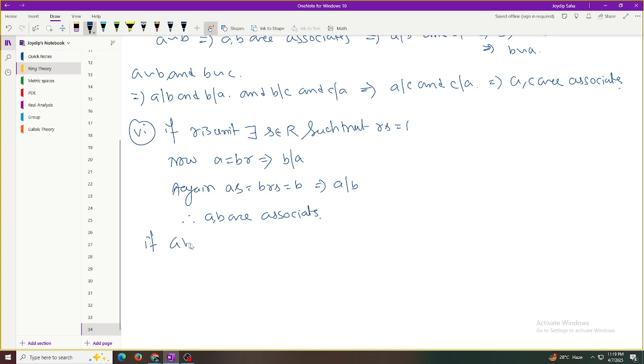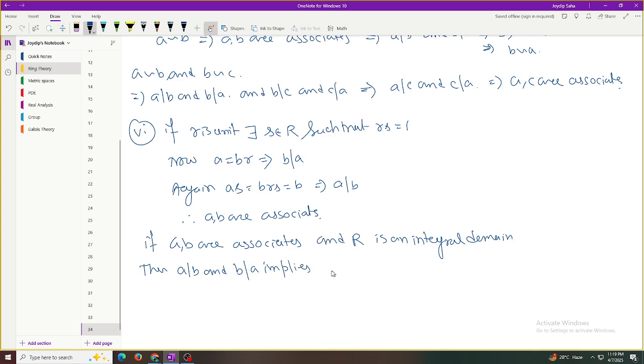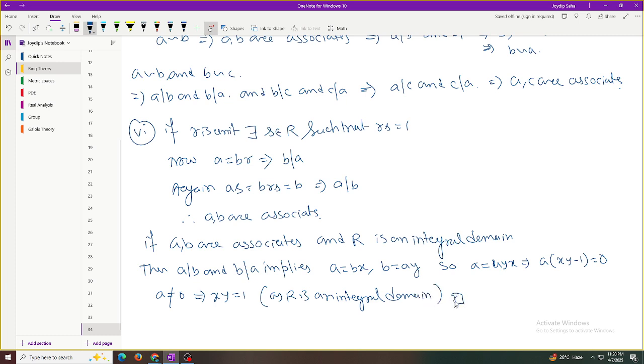If a, b are associate and R is an integral domain, then a divides b and b divides a implies a equals bx, b equals ay. So a equals ayx, this implies a(xy minus 1) equals 0. a not equal to 0 implies xy equals 1, as R is an integral domain. And we are done. These are very easy theorems.